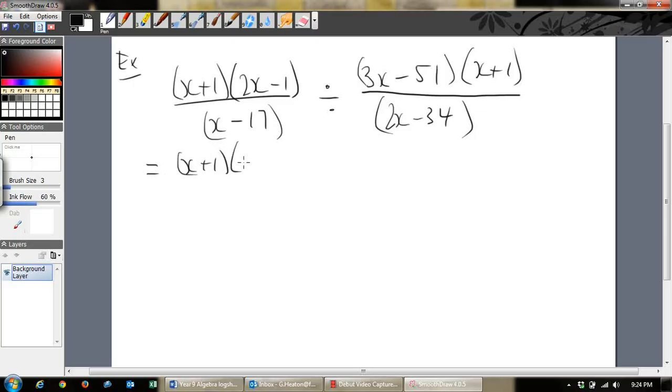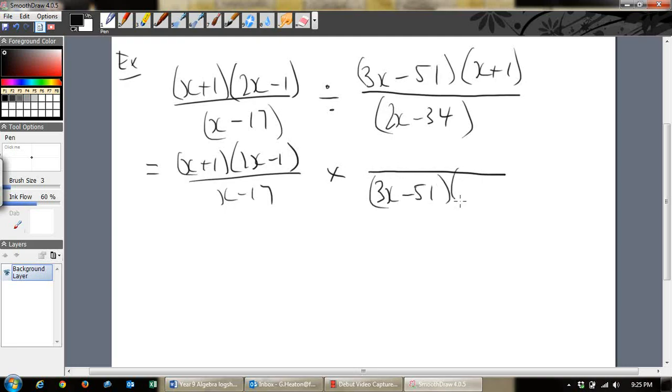So rewrite it, x plus 1, 2x minus 1 over x minus 17 times. Let's flip this upside down. I'll write the top on the bottom, so 3x minus 51 and x plus 1. Now, just looking at this again, I can see that there's a common factor here, 2x minus 34. In fact, there's one up here as well. It's the same one. That's weird. Hang on, just let me undo that. I've just seen that there's a common factor. 3x minus 51 has got a common factor of 3 in that. So I'm just going to take that out in this go.